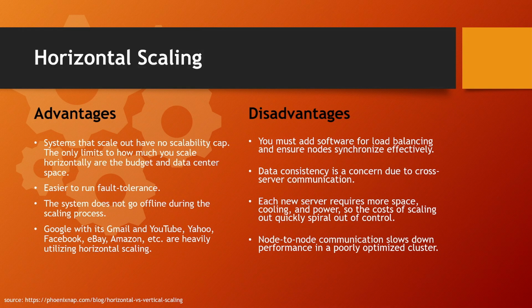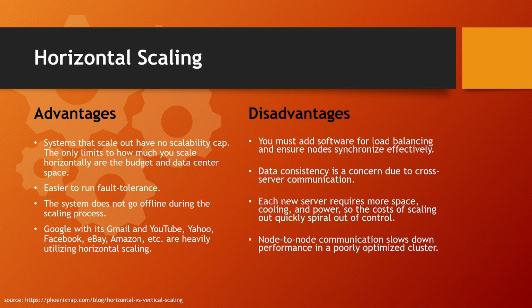Let's talk about advantages and disadvantages. So, advantages first. Systems that scale out have no scalability cap. So there's no limit on how many devices you can add to the existing pool of networks. The only limits are your budget and the capacity of the data center. If that's not a constraint, you can keep on adding as many devices as you want. It is easier to run with fault tolerance. The system does not go offline during the scaling process like explained earlier, and big players like Google, Yahoo, Facebook, they prefer this method of scaling.